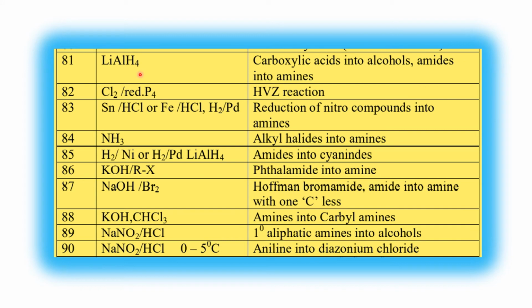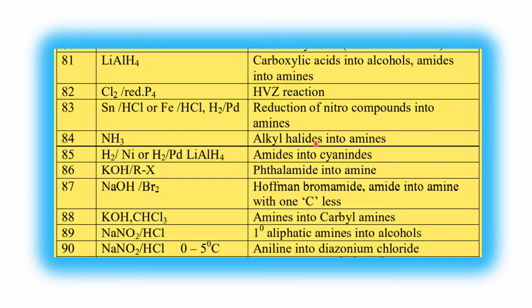Chlorine in the presence of red phosphorus, what will happen? Hell-Volhard-Zelinsky reaction. This is the famous halogenation reaction of a carboxylic acid which contains a hydrogen on the alpha carbon. That hydrogen is replaced with a chlorine. Zinc HCl or iron HCl or hydrogen with palladium are all reducing agents, so reduction of nitro to amine takes place.